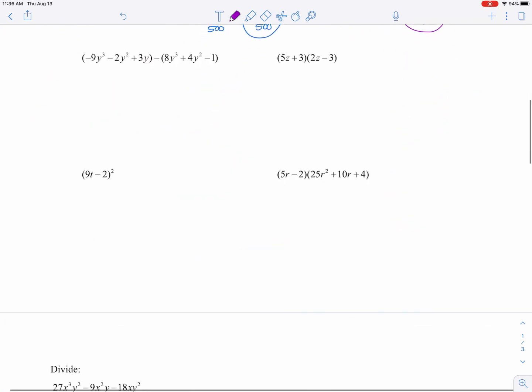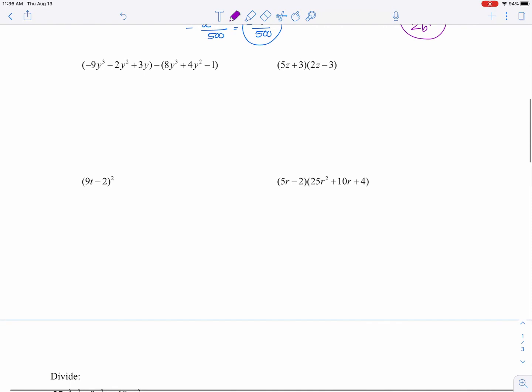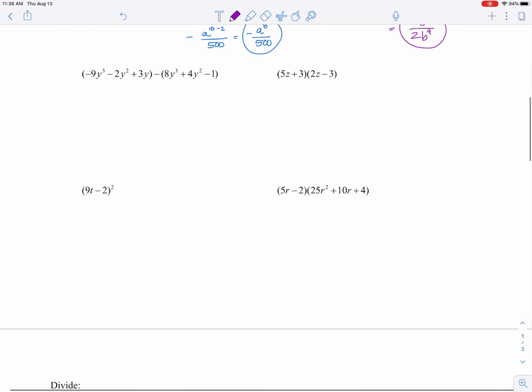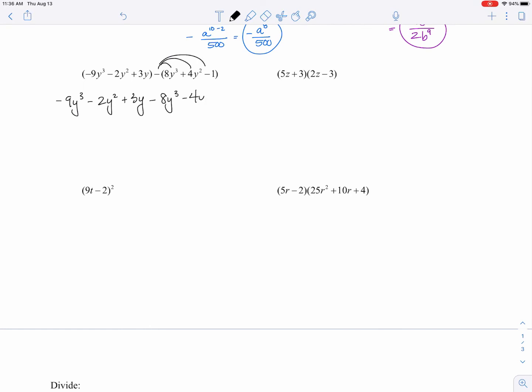Okay, let's move on to these polynomials. Here we're just doing simple subtraction. So the first thing that we're going to do here is rewrite this without the parentheses. This is negative 9y cubed minus 2y squared plus 3y. And then we're going to distribute that negative sign. This is negative 8y cubed minus 4y squared plus 1.